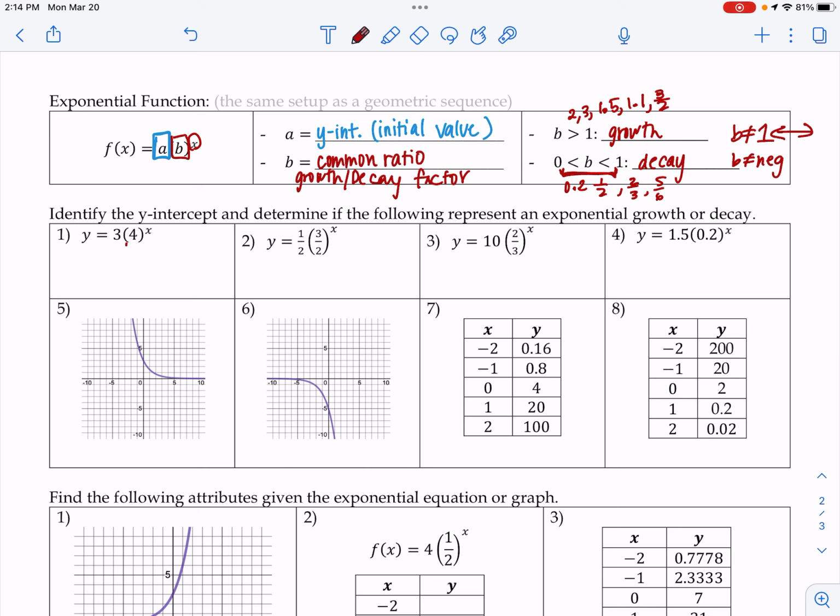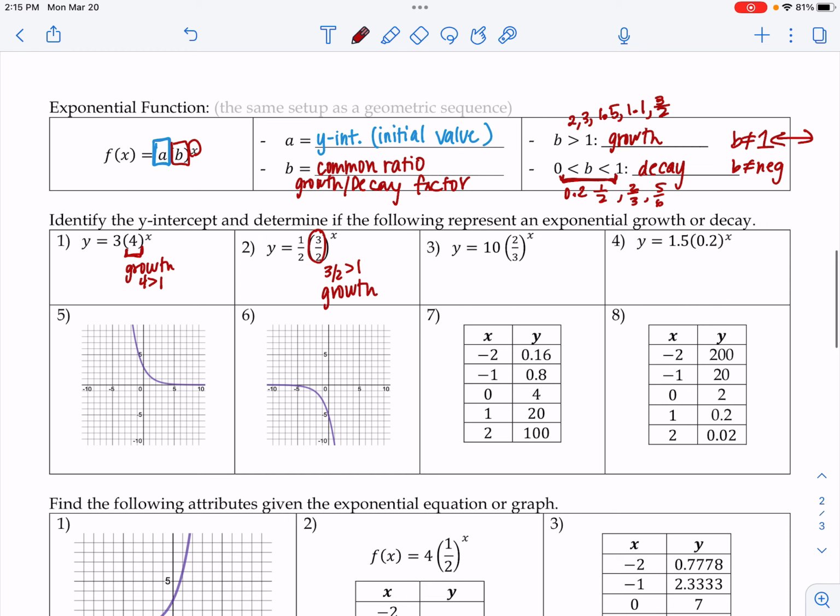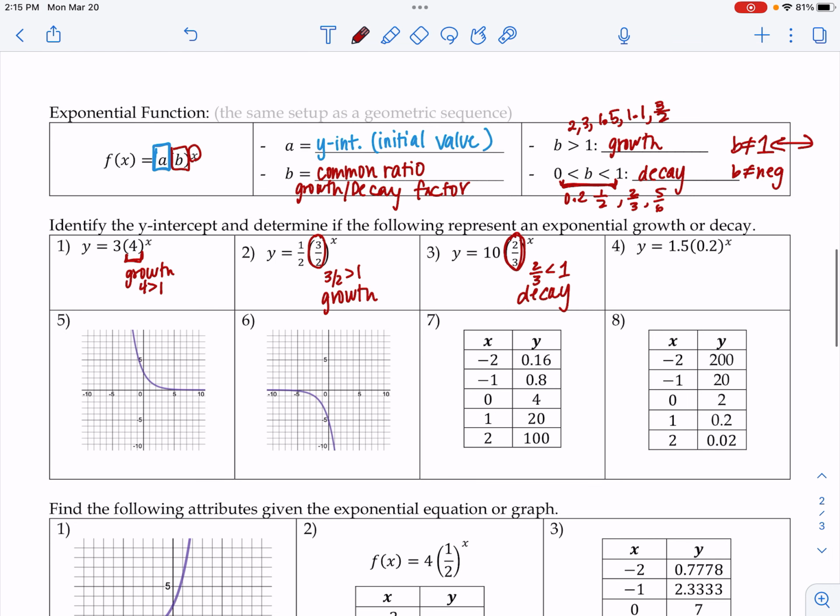Okay, so if we look at these examples, this 4 is going to mean this function is growth because 4 is greater than 1. This 3/2 is bigger than 1. It's 1.5, and so this is going to be growth as well. This 2/3 being raised to the x power, that's less than 1. And so this is going to be decay. This 0.2 is less than 1, so it's going to be decay.